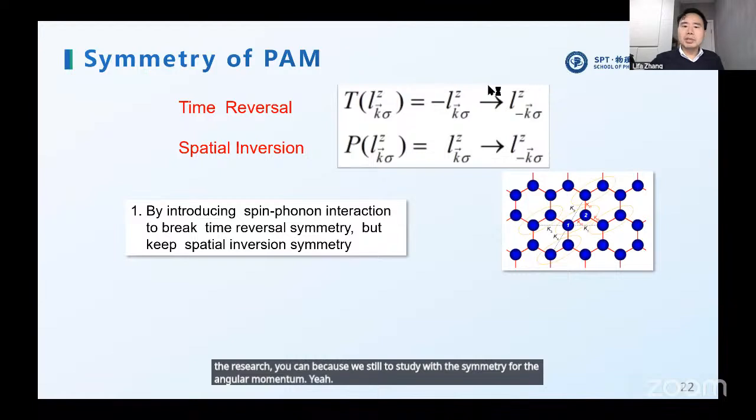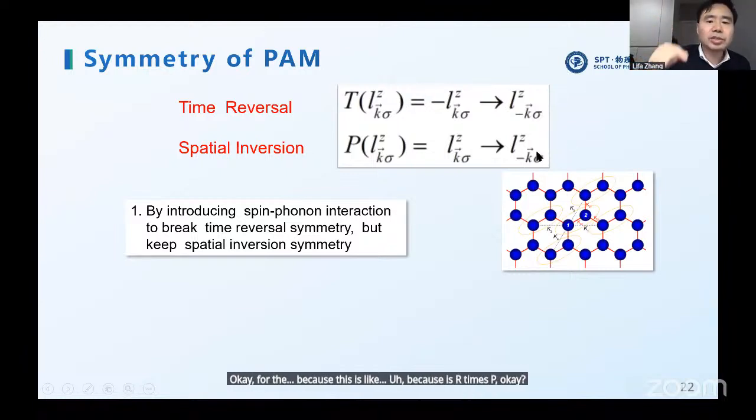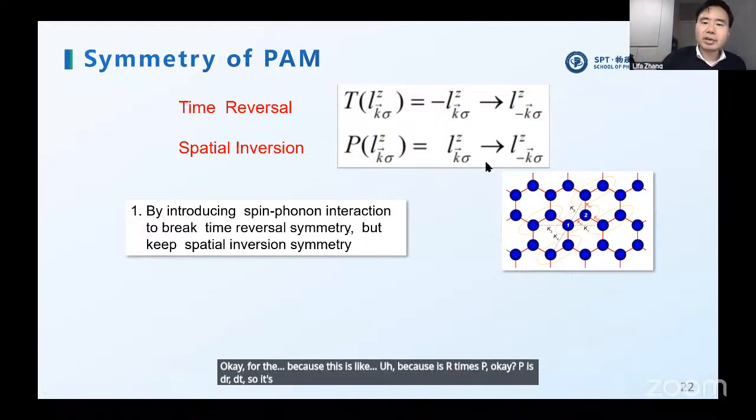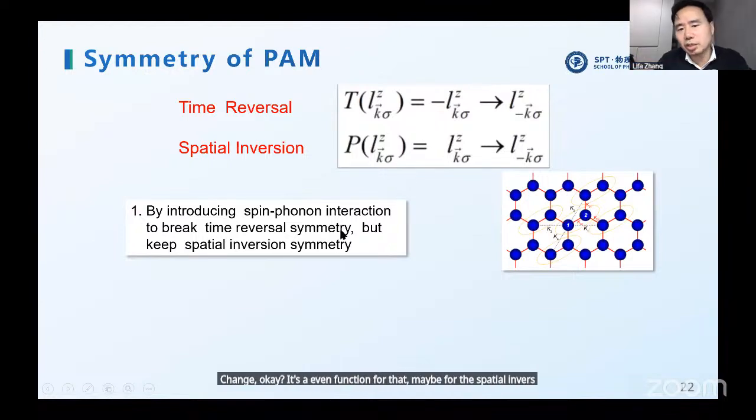Yeah, the angular momentum is an odd function of k, okay? Because it's r times p, and p is dr/dt, so it's an odd function for time. For time reversal, this angular momentum will change sign. But for spatial inversion, it's an even function, because it has r and dr/dt, which has two r's. When r changes sign, it's an even function for spatial inversion symmetry.